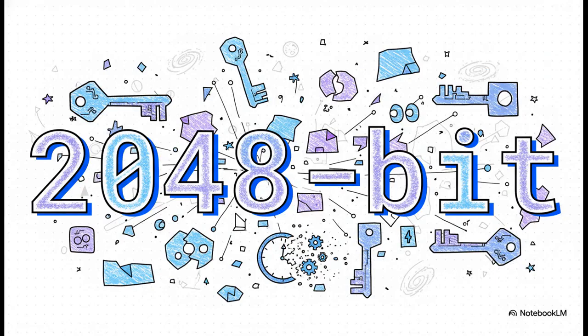And we are not talking about small numbers here. The keys that protect your private information are often 2048 bits long. The scale of that is just mind-bending. Trying to guess the prime factors of a number that big is such a monumental task that, as the source material puts it, the universe would probably end before a computer could find the answer. That, right there, is cryptographic hardness.